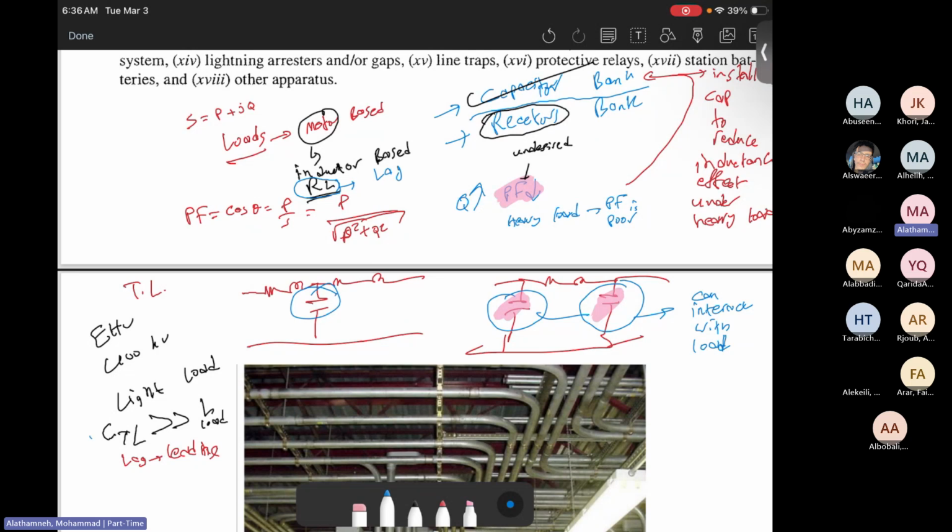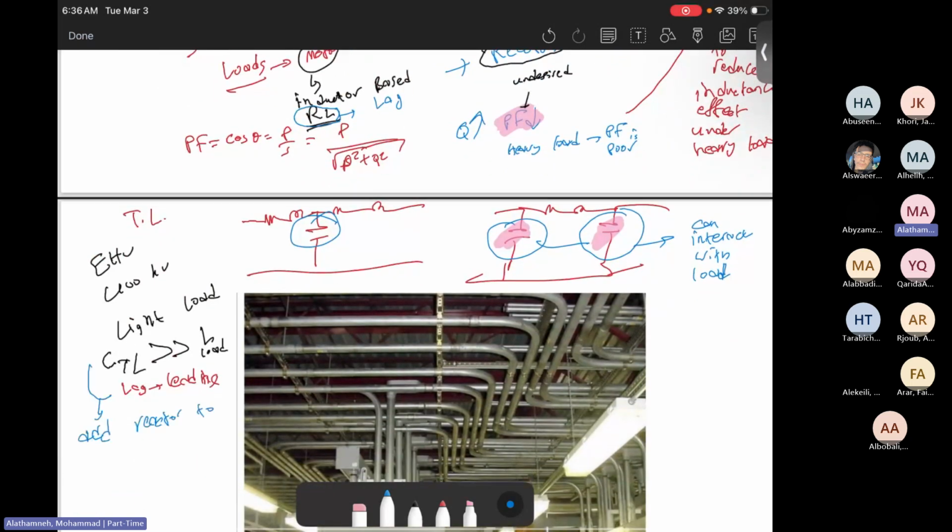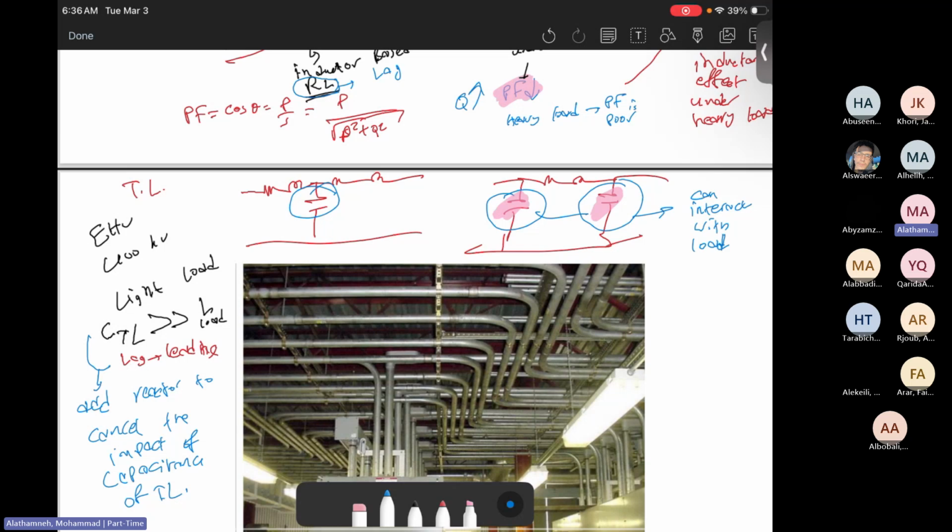By adding reactors. So you will add reactors to cancel the capacitance of the transmission line. Add reactor to cancel the impacts of capacitance of the transmission line. That's why we are using the reactor, and we are using it under light load conditions.